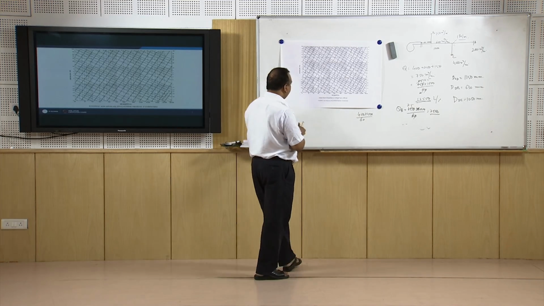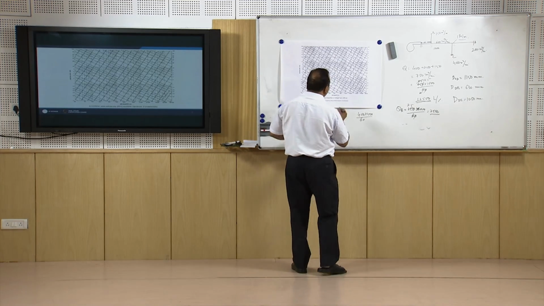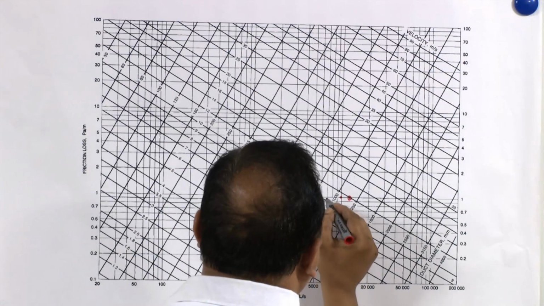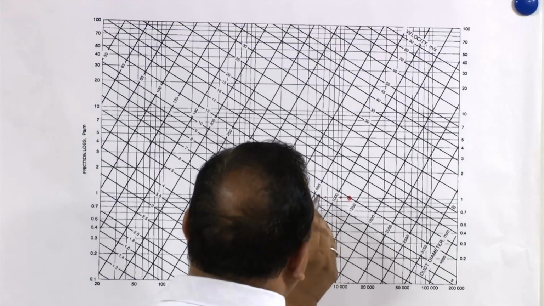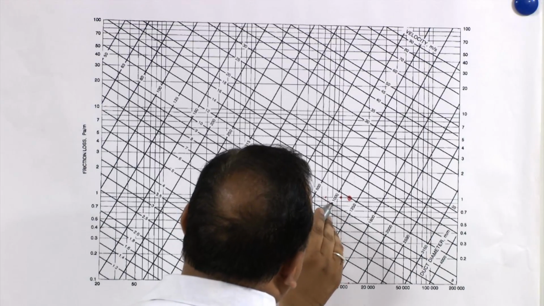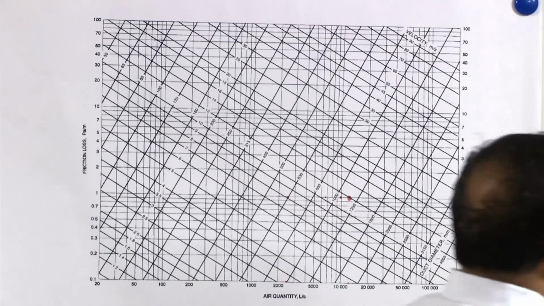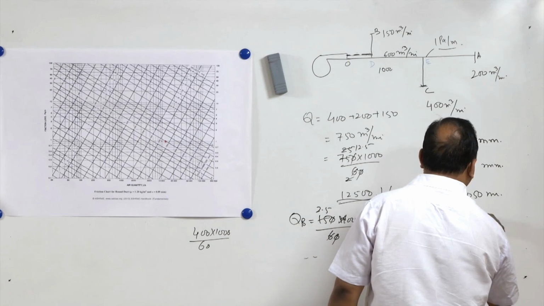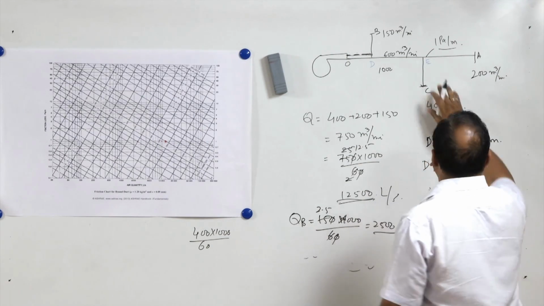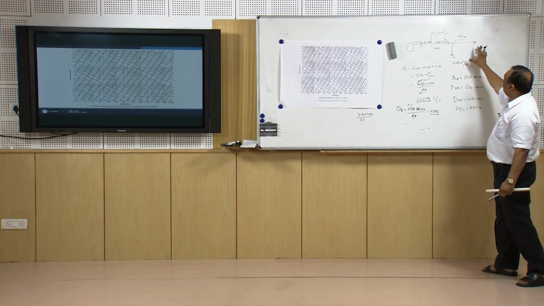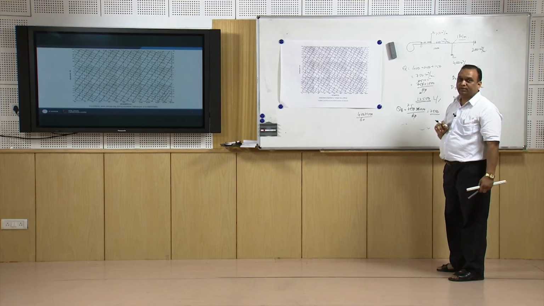That is going to be 6666. 666 will come somewhere here, and then we go get the diameter. This is 800 and this is 1000, so it is going to be 875 mm. So DCE is 875 mm. Likewise, we can calculate all the diameters. So diameters of all the ducts can be calculated in this way.